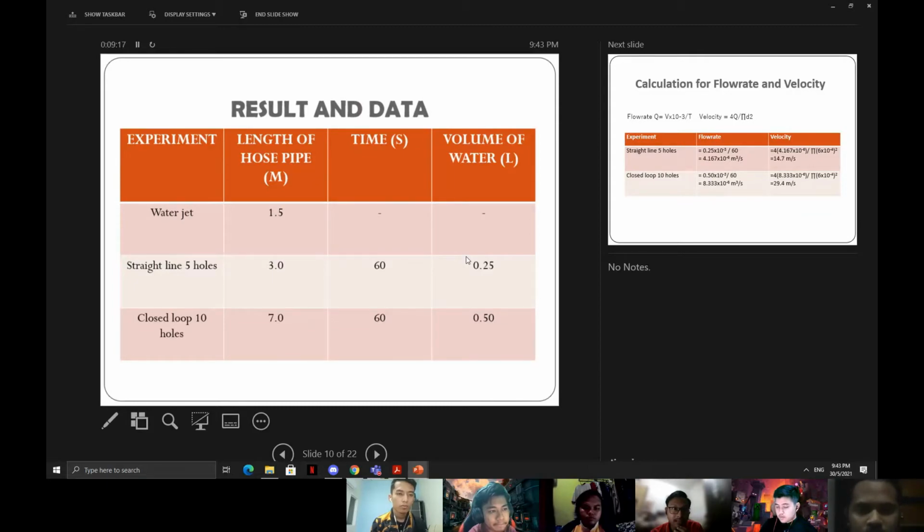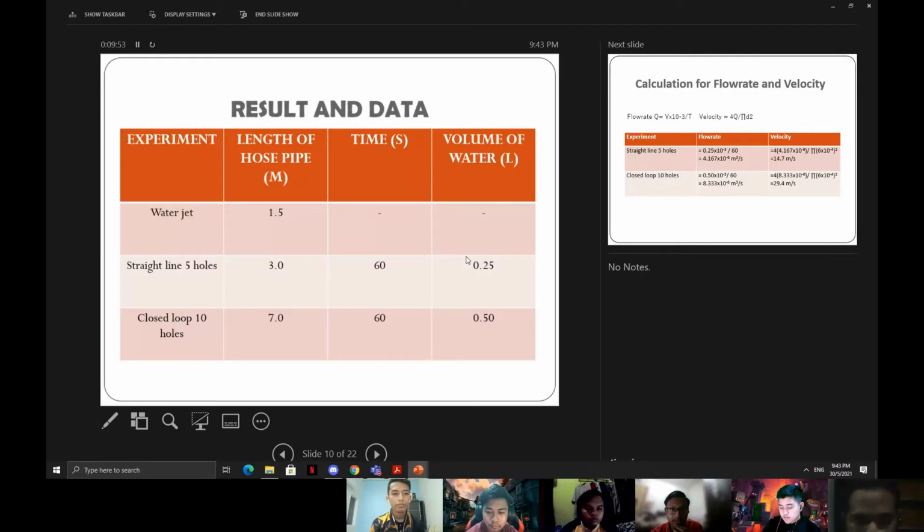For the results and data, this is the data that we recorded. The length of the hose pipe for the water jet is 1.5 meters, for the straight line 5 holes it is 3.0 meters, and for the closed loop 10 holes it is 7.0 meters. For the times, we fixed the time for the straight line 5 holes and the closed loop 10 holes at 60 minutes.